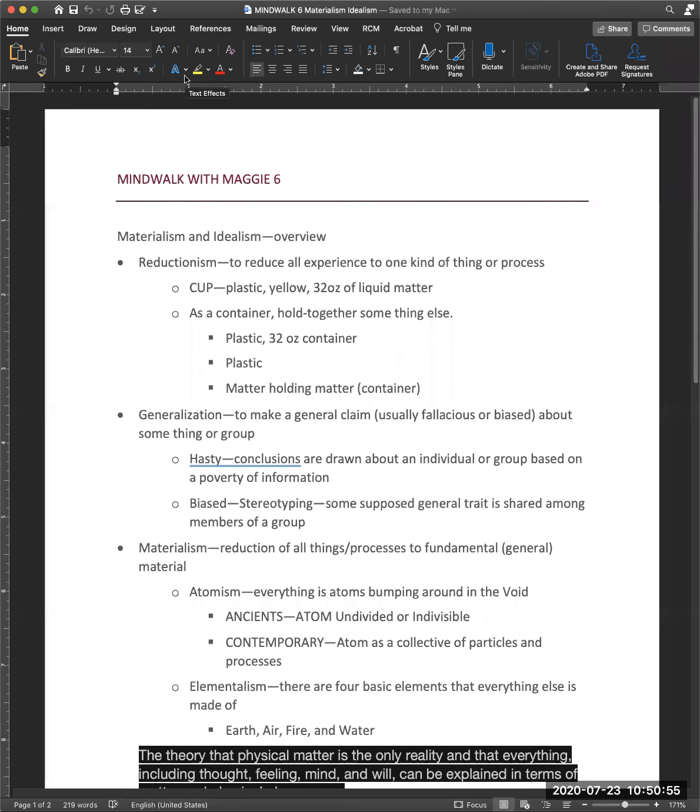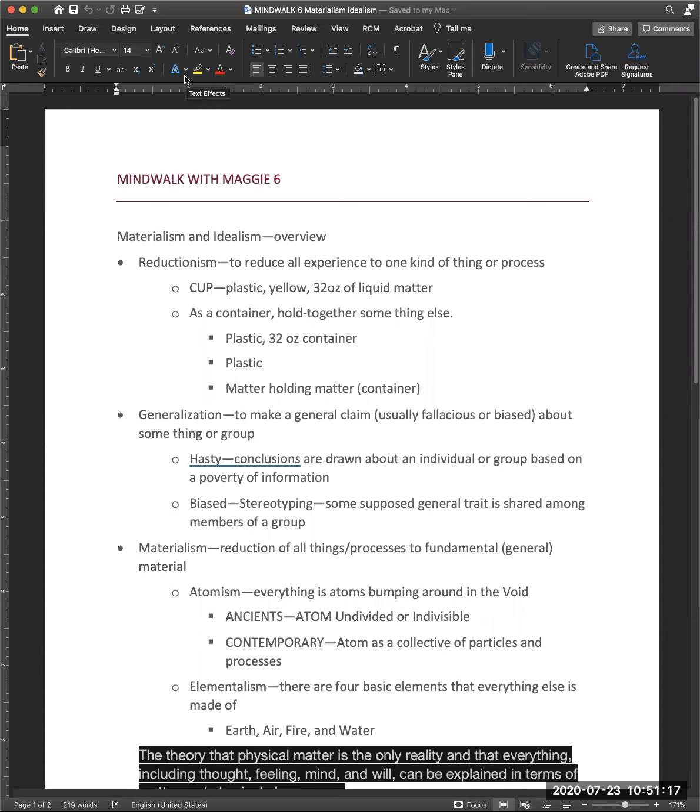However, it is also the case that reduction can be taken to an extreme, and in that extreme, it's called reductionism, and that reduces all experience to one kind of thing or one kind of process. All right. So an example I'd like to use, an example that a lot of philosophers have used over the years, that I find is a pretty good one.